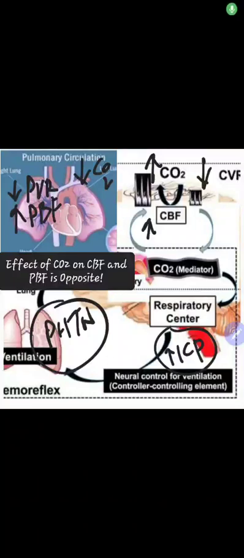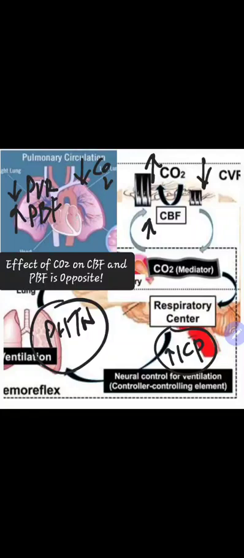Try to explain here briefly about the effects of CO2 on the pulmonary vasculature and cerebral vasculature. So on the right side you can see the effect of CO2 on the cerebral vasculature, and on the left side you can see the pulmonary. So if you drop CO2 in the pulmonary vasculature, it has a vasodilatory effect.